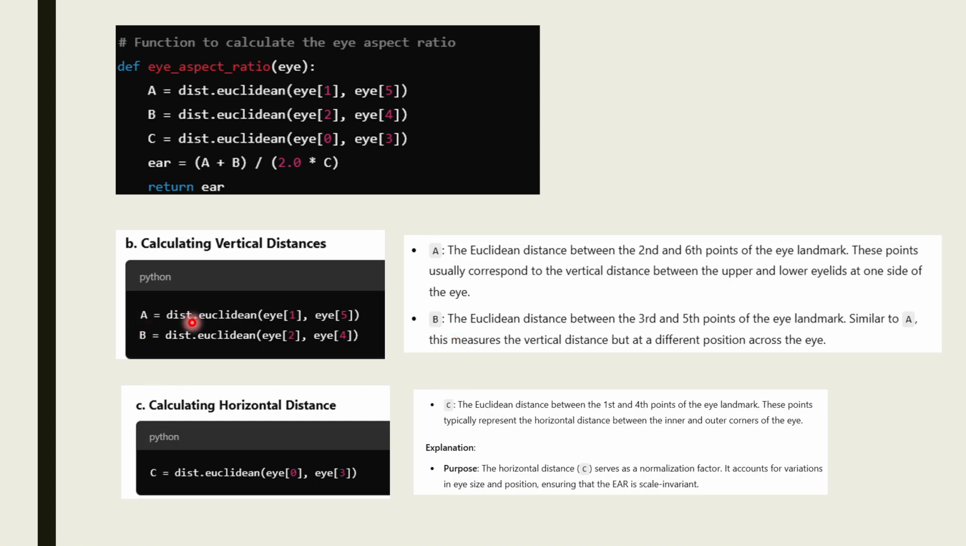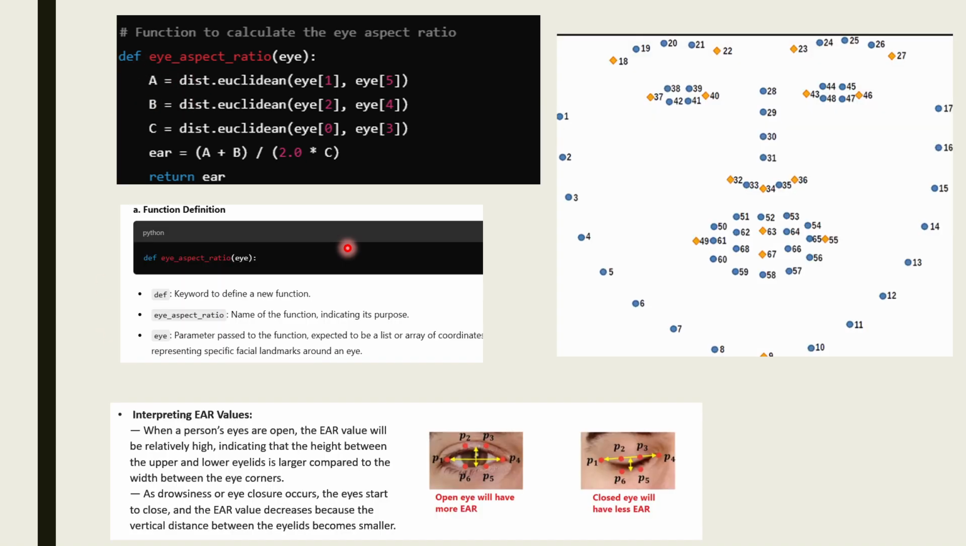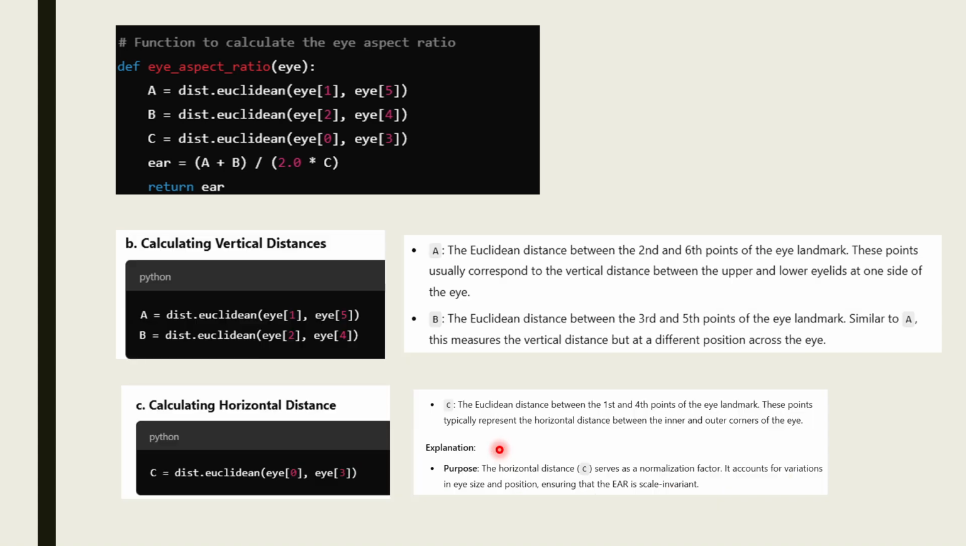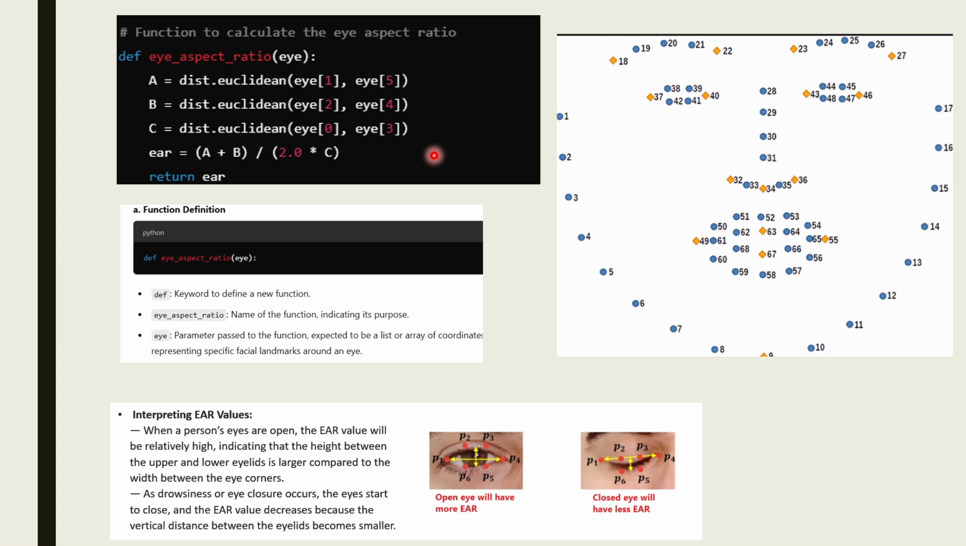Now, what this function does is the upper part of the function will calculate the vertical distance, which is this one, and the lower part, C, will calculate the horizontal distance, which is this horizontal distance. Remember, eyes closed will have a lower EAR value.